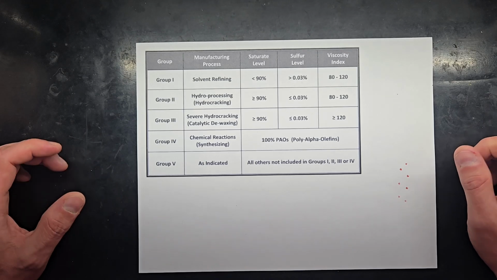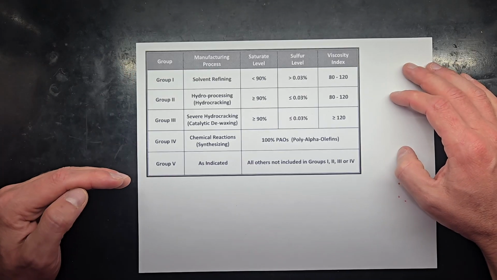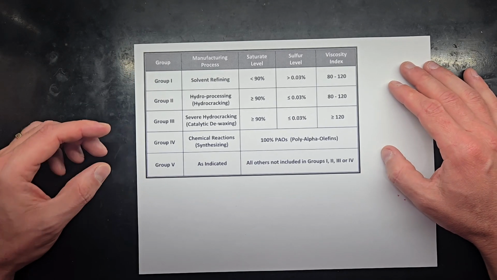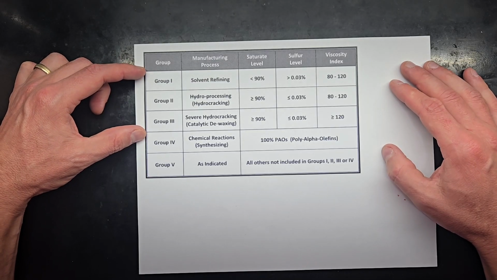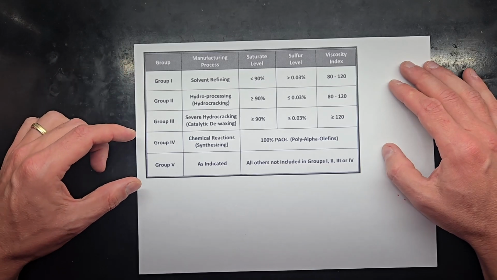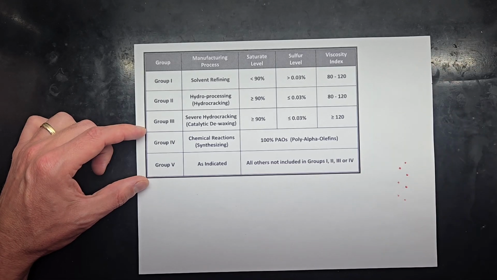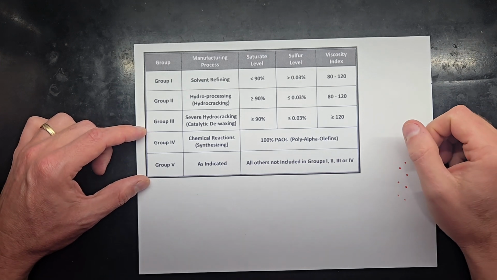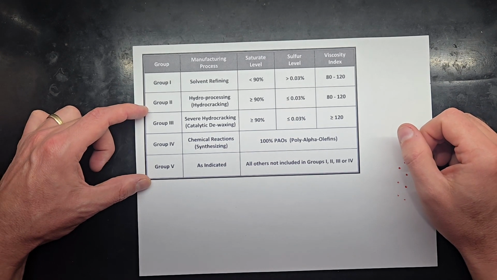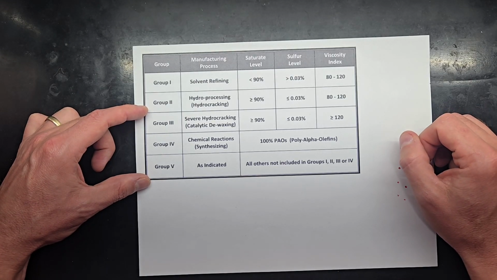Here we have API's table of our 5 groups for base oils. Groups 1 through 3 are what come from crude oil, our dead dinosaurs. And groups 4 and 5 are what are generally considered our fully synthetic base oils. In the automotive space, however, group 3 oils are also classified as fully synthetic.